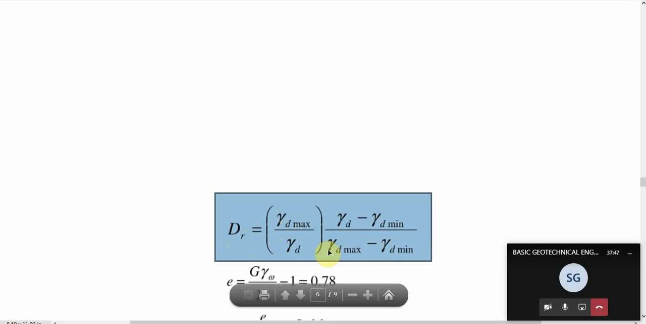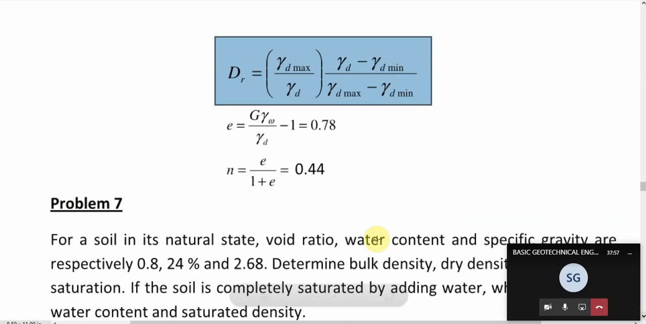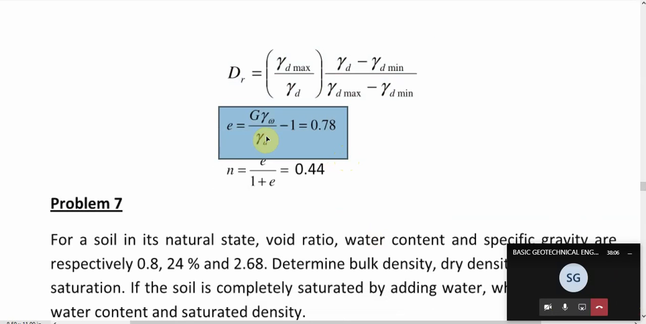So substitute all the values and simplify to get the value of gamma d. Next, after you find the value of gamma d, find the value of porosity. We have used this equation many times. E is equal to G into gamma W divided by gamma d minus 1.